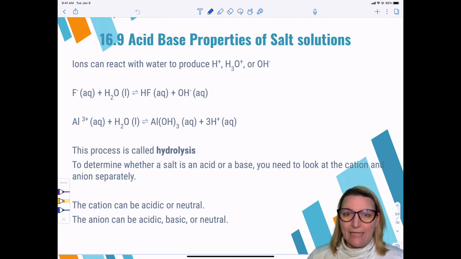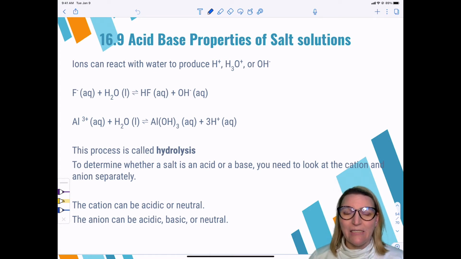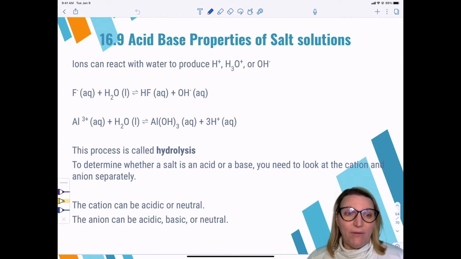Okay, so 16.9 is all about the acid-base properties of salt solutions. And we've actually seen this a little bit before when we were doing solubility last chapter in Unit 7, when we were looking at how an ionic compound can be more soluble or less soluble in an acid or base solution because one of those ions reacts with the H plus or the OH minus in water. And we're going to see similar things going on here. But we're talking about starting with just an ionic compound.